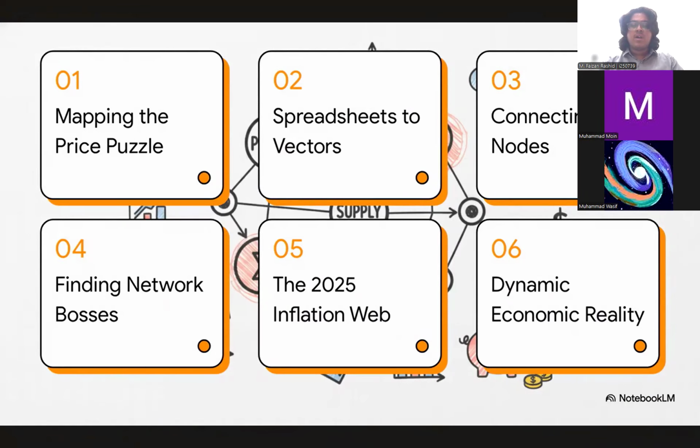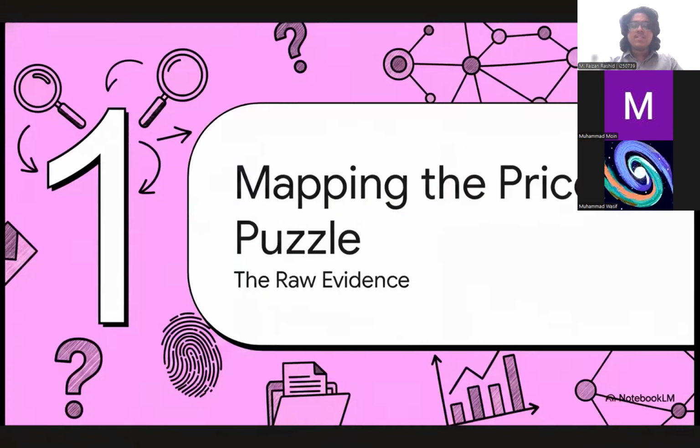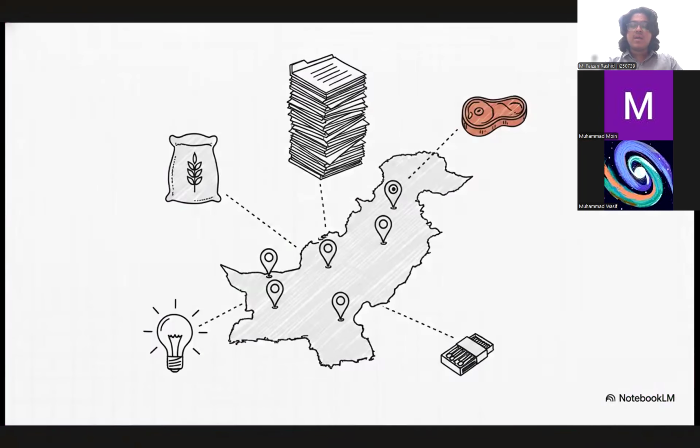Today we will present our project on analyzing inflation using network science techniques applied to consumer price index data from the Pakistan Bureau of Statistics. Our dataset consists of 3 consecutive years of monthly CPI data collected across multiple major cities in Pakistan. Each dataset originally came in raw Excel formats, or even in PDF formats in some cases, where different cities and items were distributed across multiple sheets.